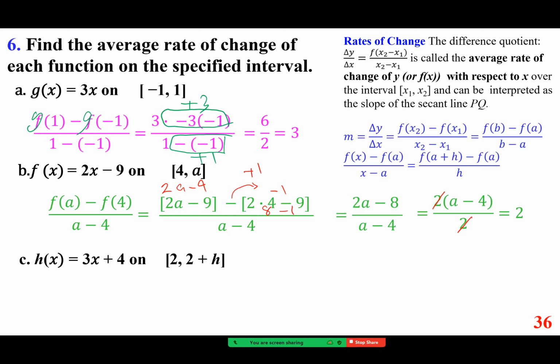H of x is given on the interval of 2 to 2 plus h. That means f of 2 plus h minus f of 2 over 2 plus h minus 2. And of course, since this is h, we should say h. And we should evaluate it.